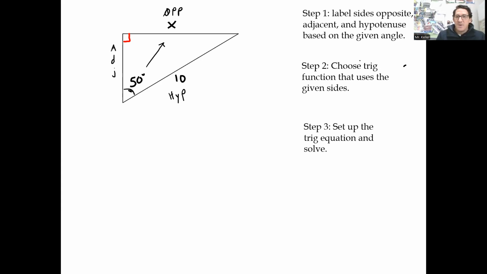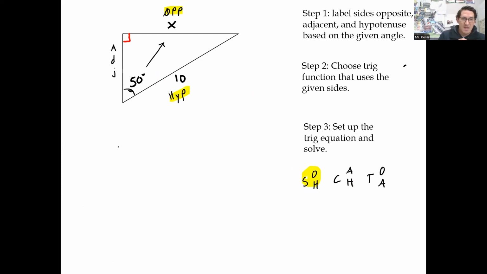Now next we need to choose the trig function that uses the given sides. So we're going to look at the SOHCAHTOA. We know the hypotenuse. We are looking for the opposite. Which one of these uses opposite and hypotenuse? That's going to be sine here. So we know the hypotenuse, looking for the opposite. You just got to pick this out.